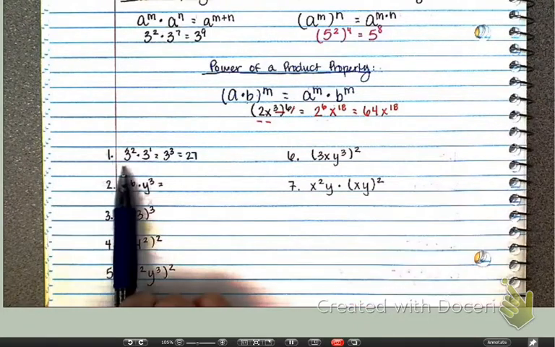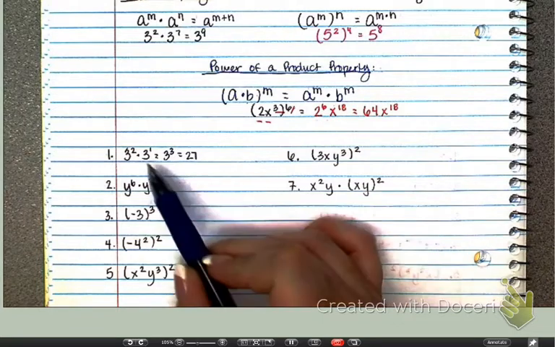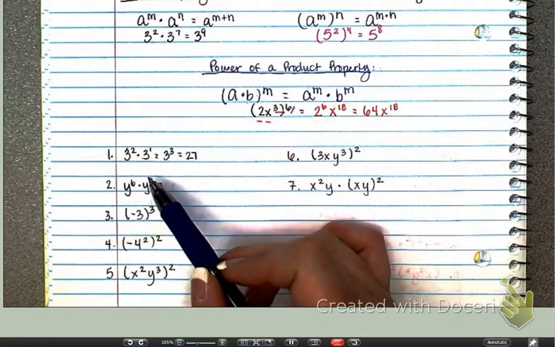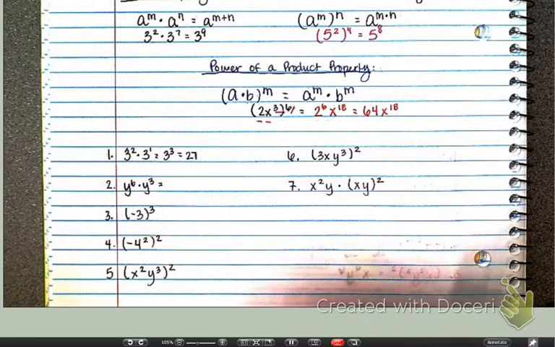Some of you may have done 3 squared, which is 9, and then 9 times 3, which is 27, and that's fine too. Okay? So if there is no number there, then a 1 is there. Because 3 to the first power is just 3.